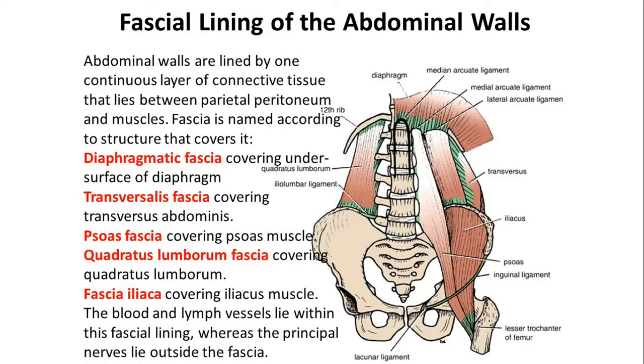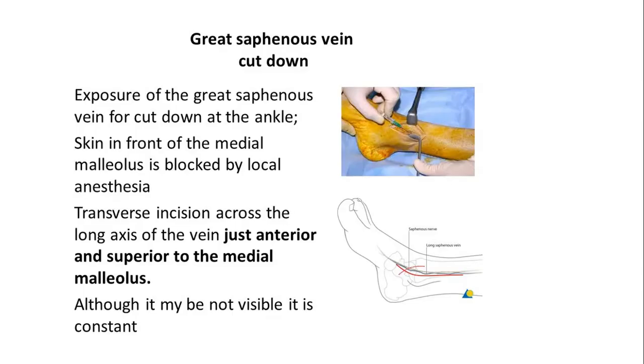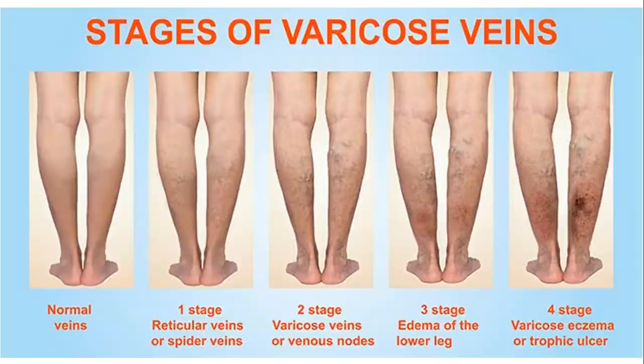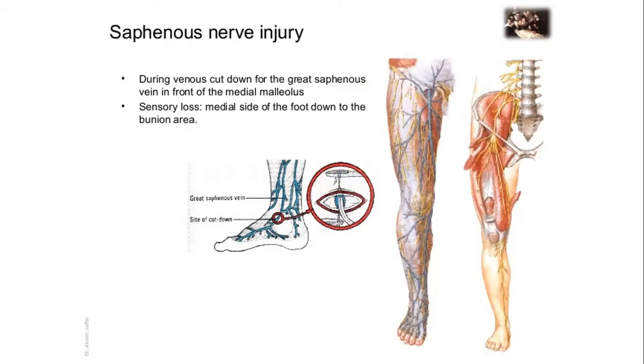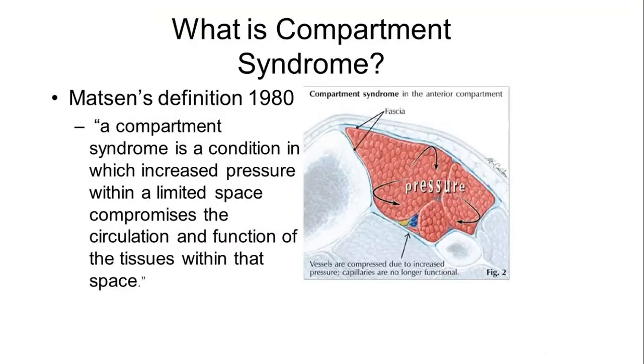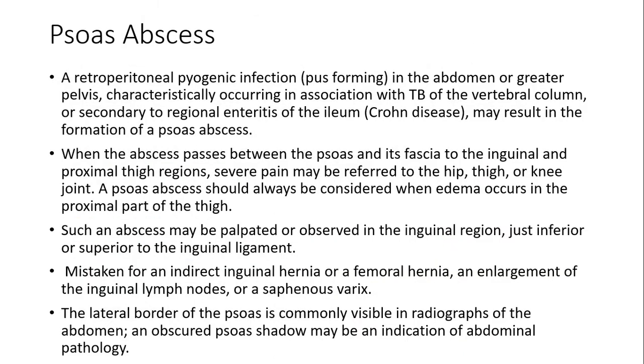And as we were discussing the clinicals of the lower limb, in the previous lecture we discussed the clinicals and why we need to know these clinicals. Now today we are going to discuss further clinicals. The first is the psoas abscess.